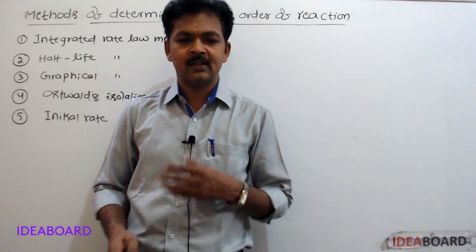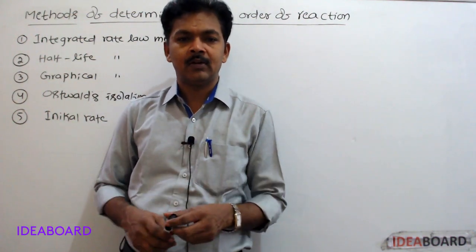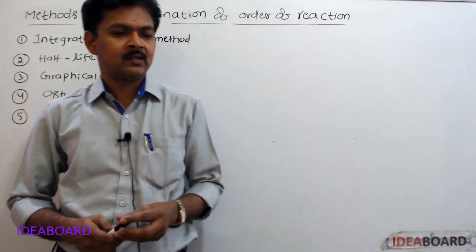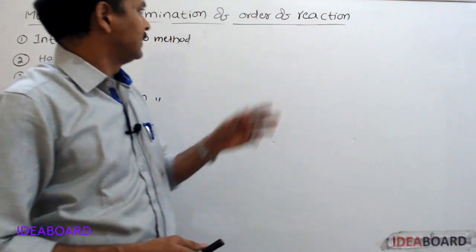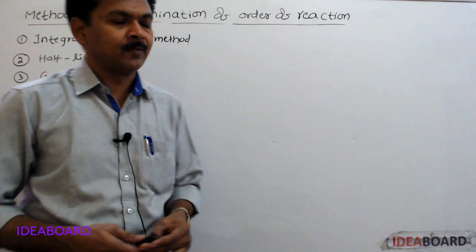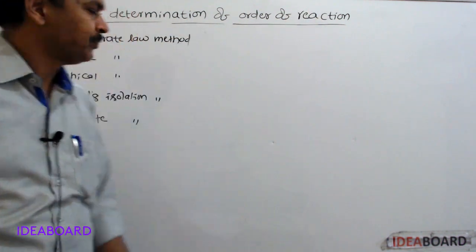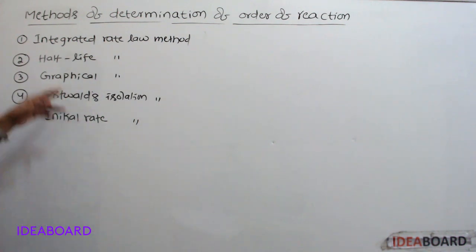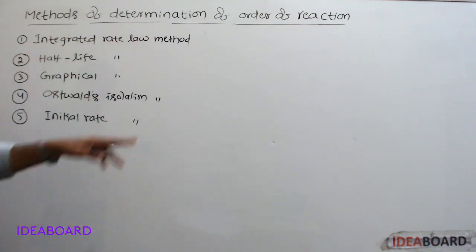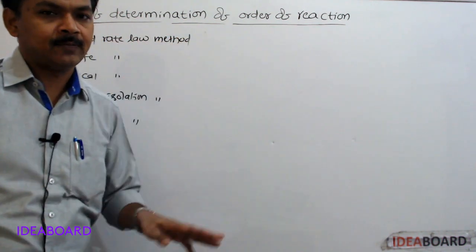My dear students, in the previous class I completed two methods to determine the order of reaction. Methods of determination of order of reaction: see here, five methods are there. Integrated rate law method or hit and trial method.